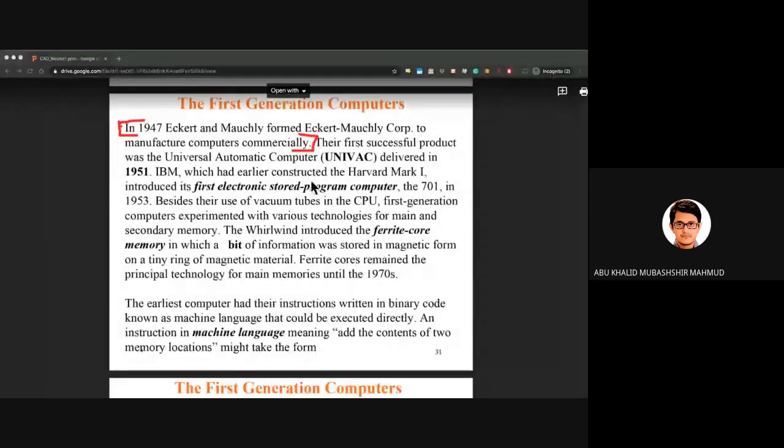The first successful product was the Universal Automatic Computer (UNIVAC), delivered in 1951. Just after 4 years, they came up with another upgraded version, the Universal Automatic Computer, which was the first commercial computer ever produced.